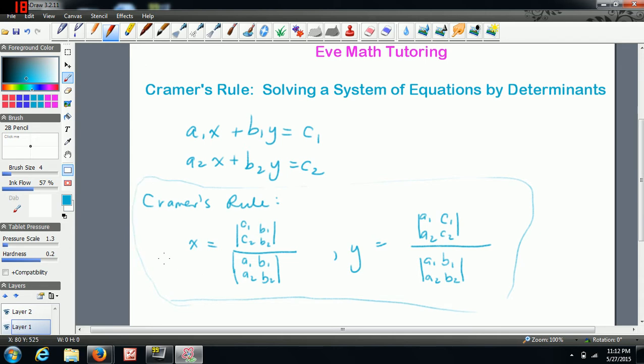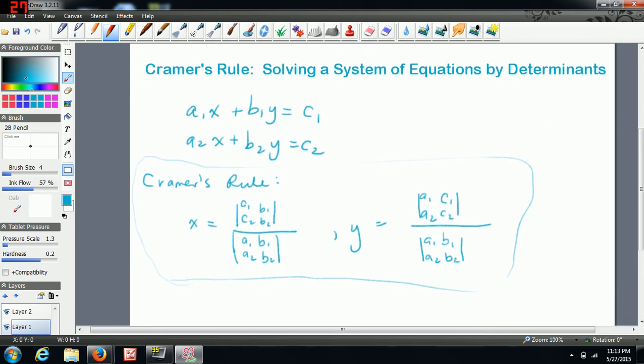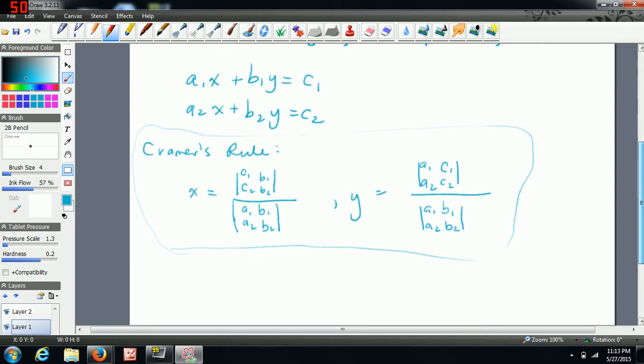So you can find x and y by solving the following determinants if you want to solve a system of equations in the following form. And usually for these A's, B's, and C's, you would have numbers. So I'm going to do an example, and we're going to solve a system of equations by determinants or by using Cramer's rule. It could be stated in either way. Okay, so here's the general rule, and now we're going to go ahead and try a question.